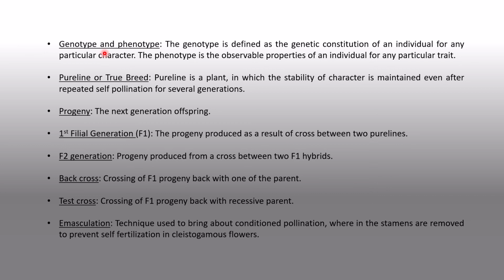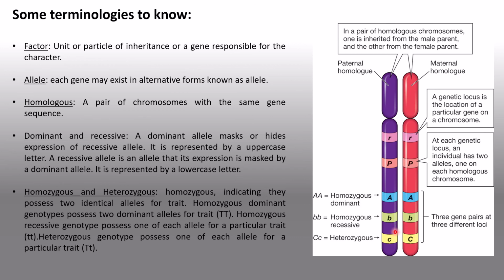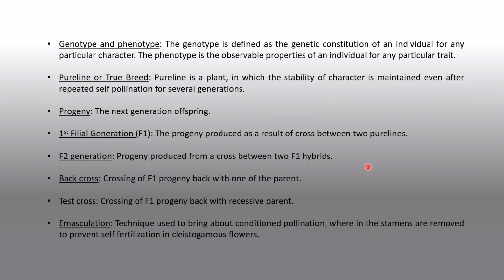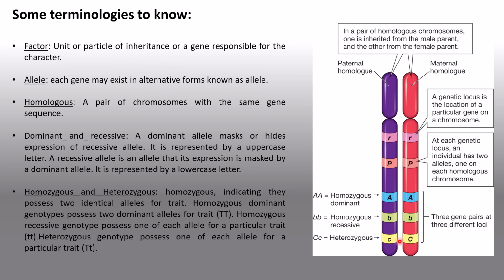Genotype and phenotype. The genotype is defined as the genetic constitution of an individual for any particular character. In this diagram, these are the genotypes: A, B, B, P, P. These are the genotypes that actually pass the particular character to the progenies. And the phenotype is the observable property of an individual for a particular trait. It is a trait that is imparted by the genotypes.